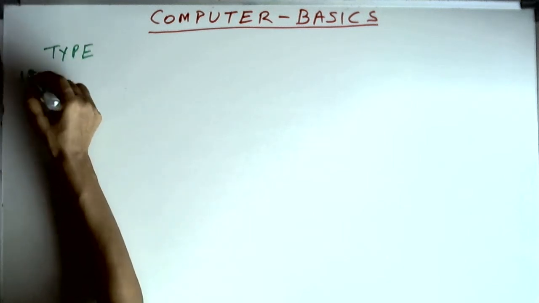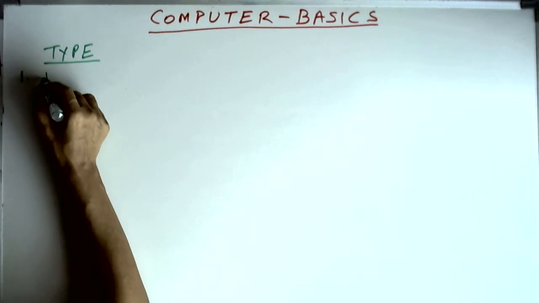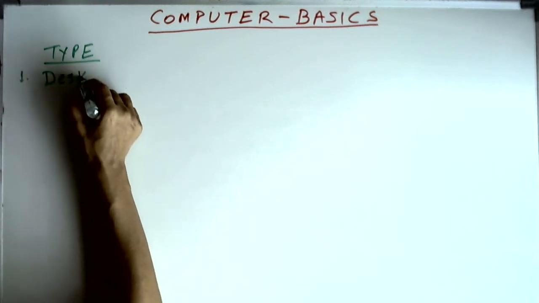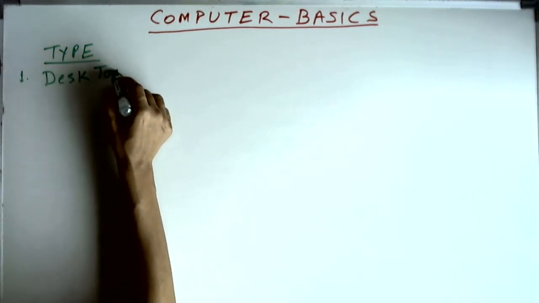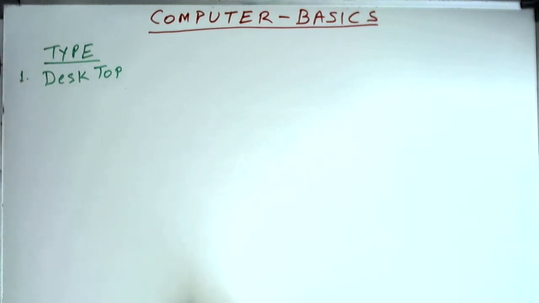So the first type is called desktop. These are the big computers which you see which are kept on the desk. That is why the name desktop. Normally there are monitor and there is a unit and there is a separate keyboard. So these are called desktop. I am sure all of you have seen one.